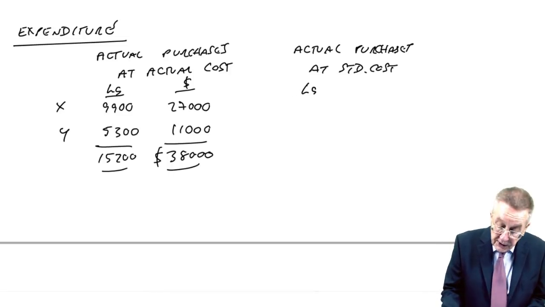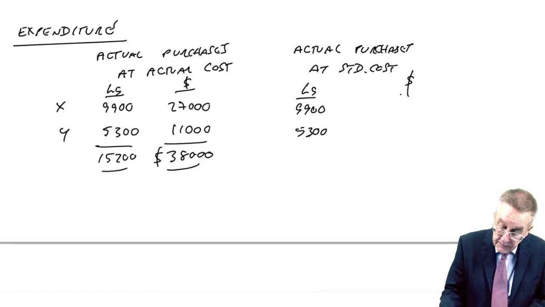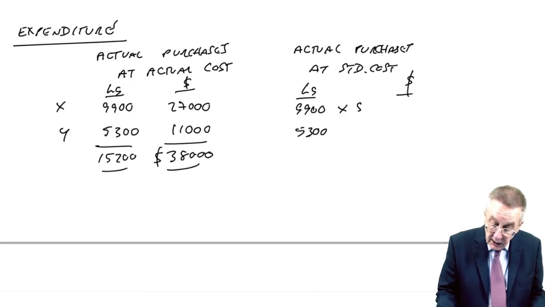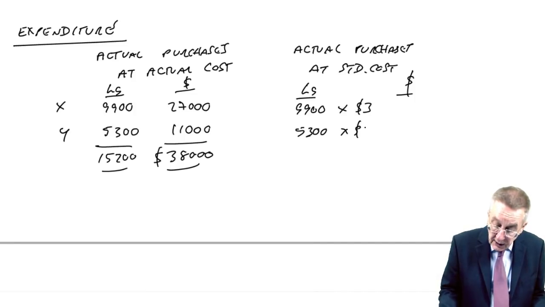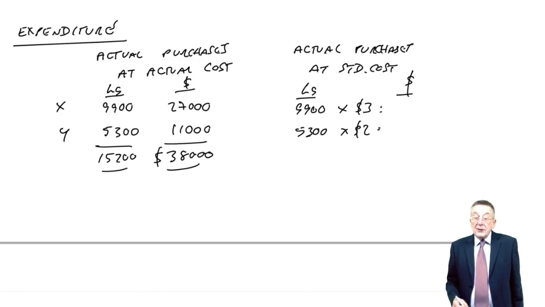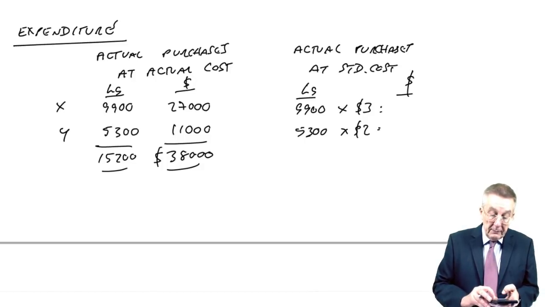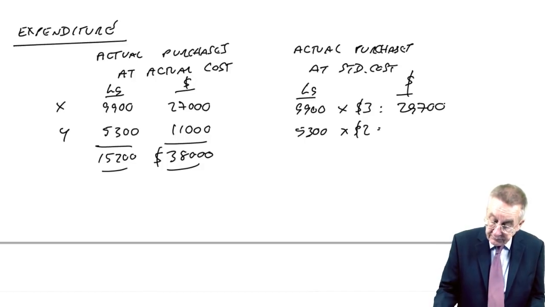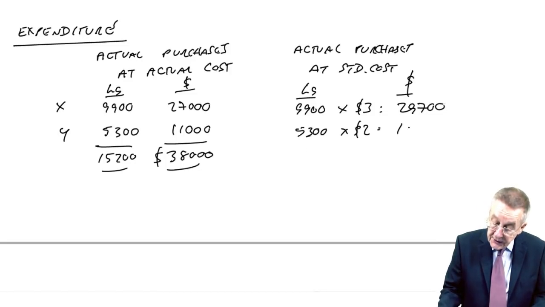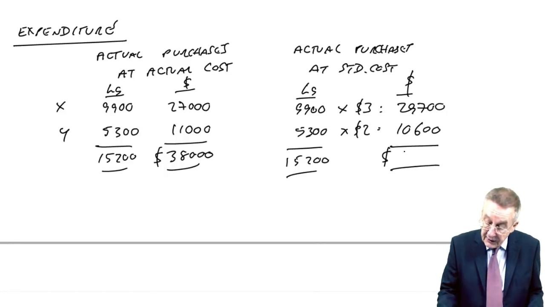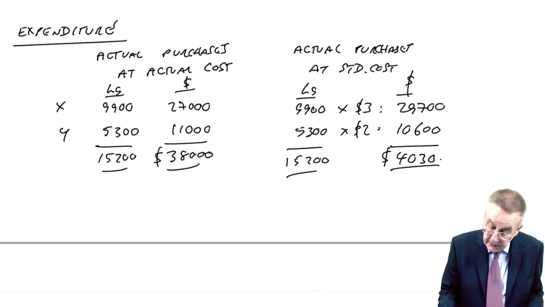So we know what the actual purchases were: 9,900 X, 5,300 Y. How much should we have paid? Well, from the cost card, X should have been $3 a kilo. Y should have been $2 a kilo. So for X, in total, we should have paid 29,700. For Y, 10,600. We should have paid 40,300.